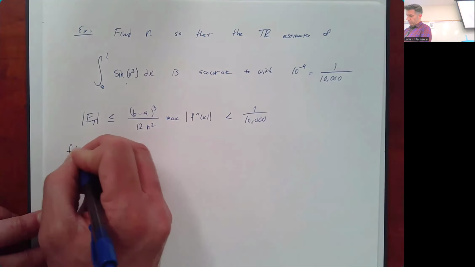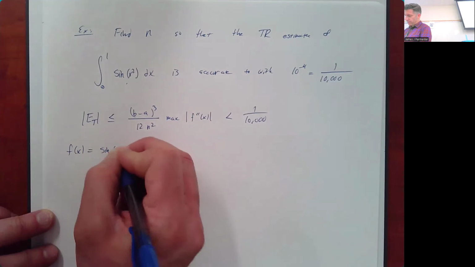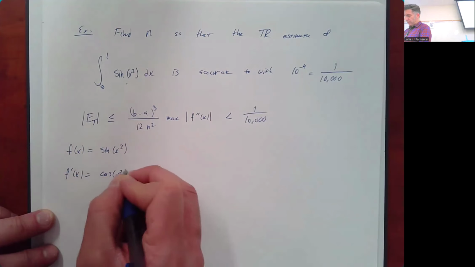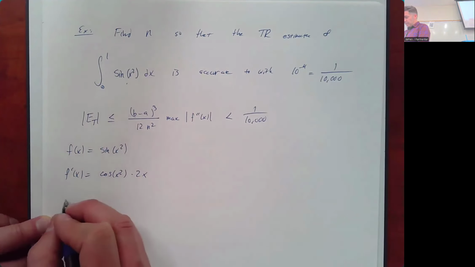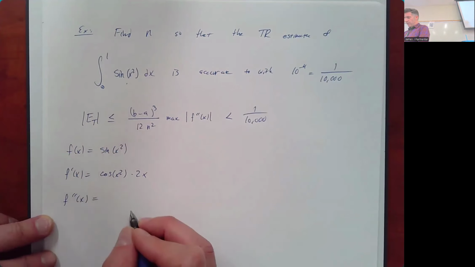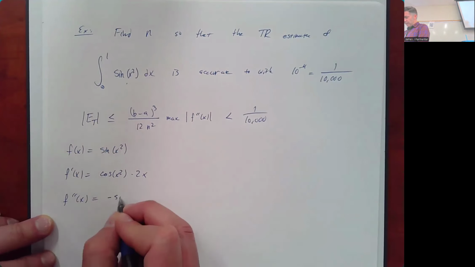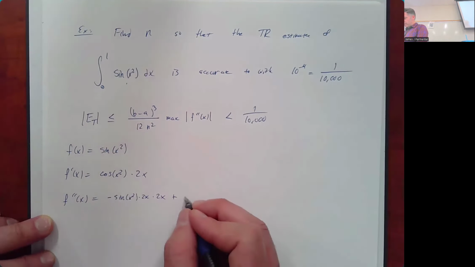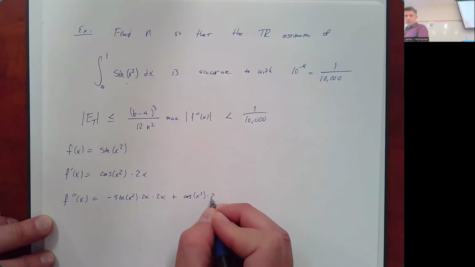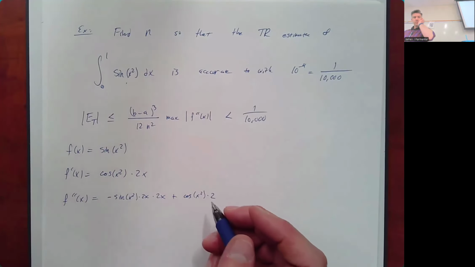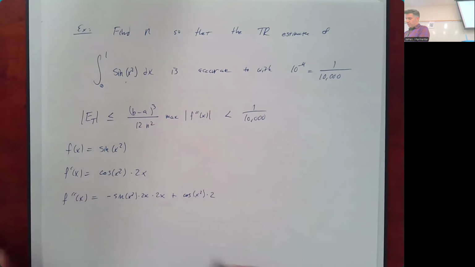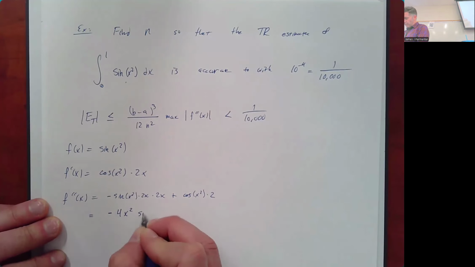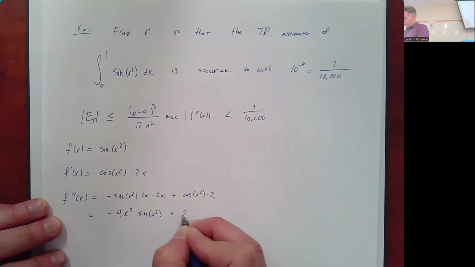So my function is sine of x squared. My derivative is cosine of x squared times 2x. My second derivative, product rule: the derivative of cosine of x squared is negative sine of x squared times 2x, times the other 2x, plus cosine of x squared times 2. So let's simplify this a tiny bit. This is negative 4x squared times sine of x squared plus 2 times cosine of x squared.